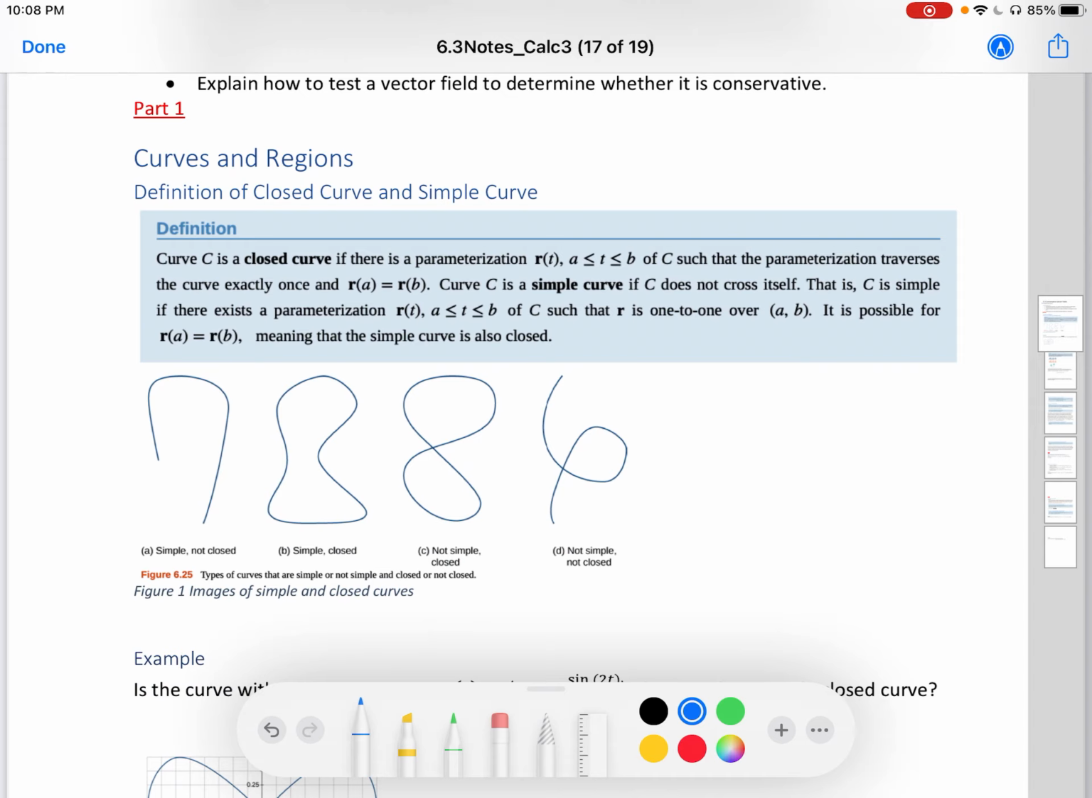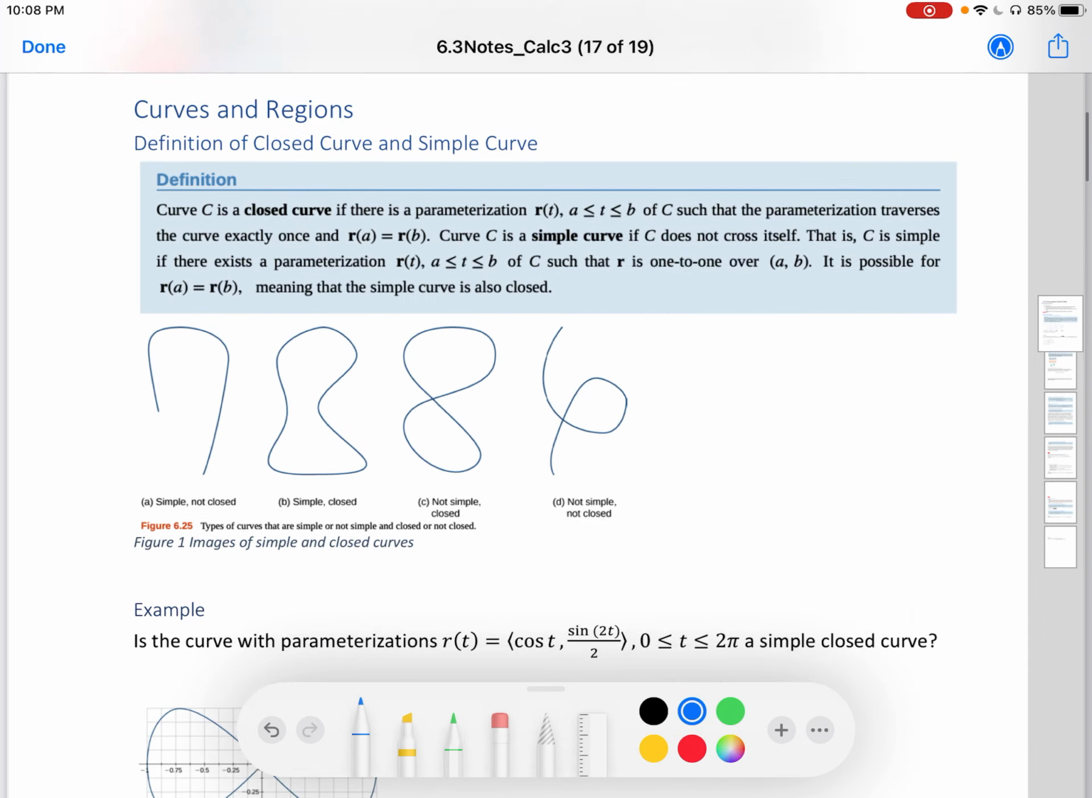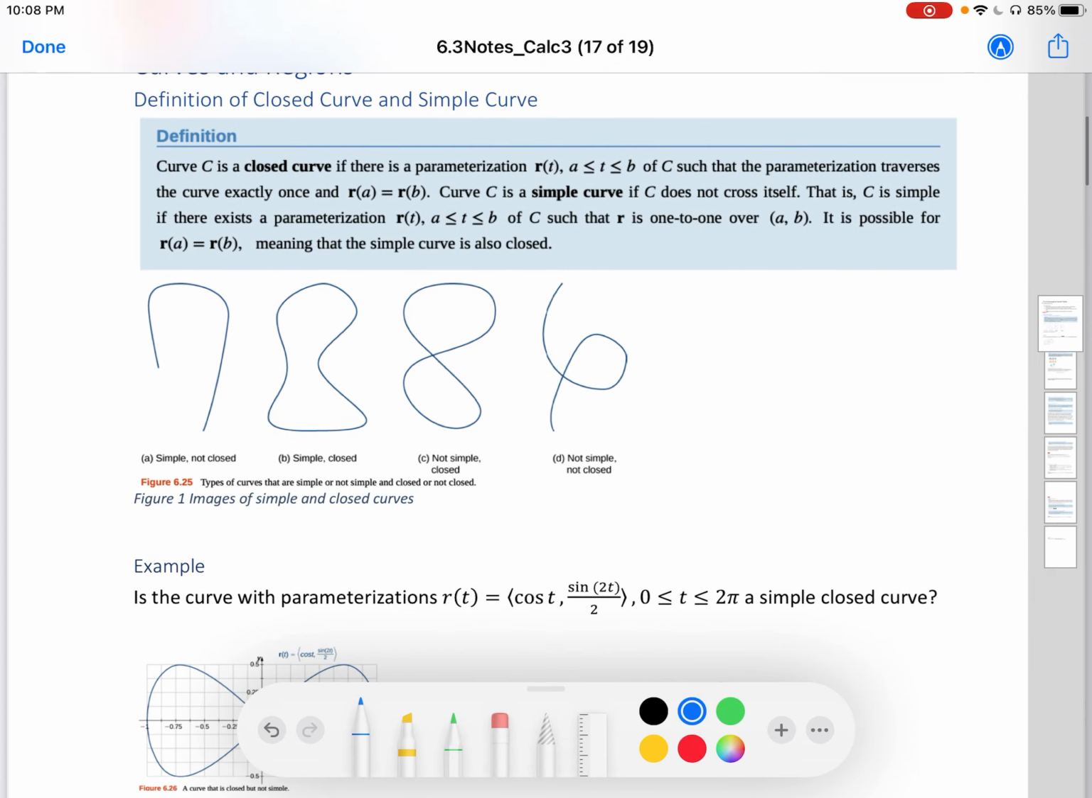Notice I separated this section into 3 parts. To begin, let's define a closed curve and a simple curve. In simple words, without having to read that definition, it's simple if it does not cross, and it's closed if it has the same beginning and ending.